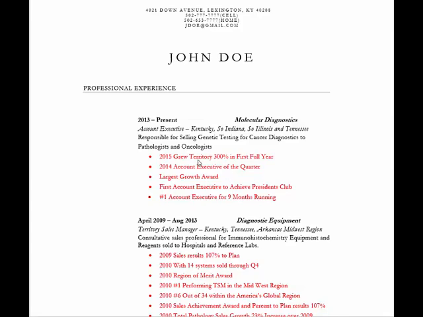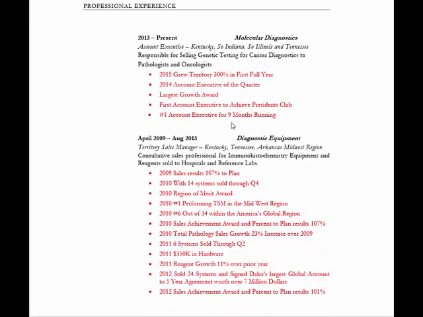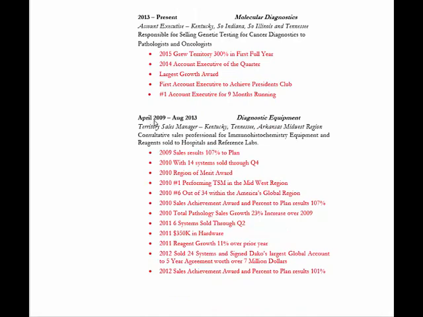So you can see here: grew territory 300% in first full year. Account executive of the quarter, largest growth award. First account executive to achieve President's Club. #1 account executive for 9 months. Those things are perfect. Then we drop down to the next job. There again, the month and the year, perfect format.